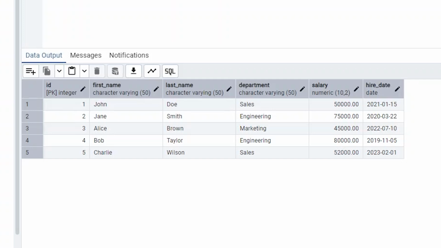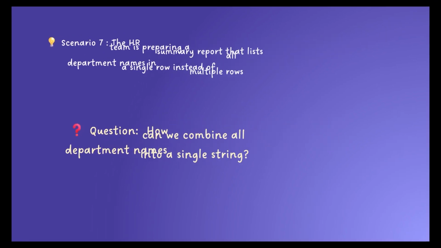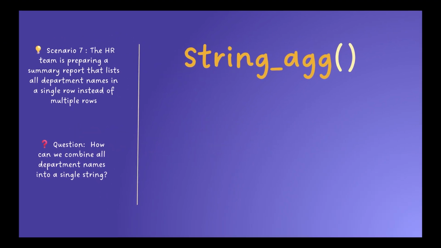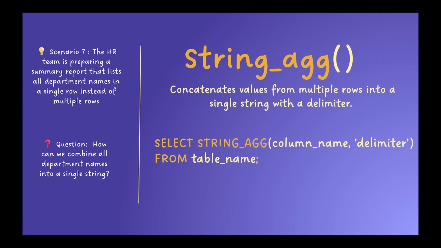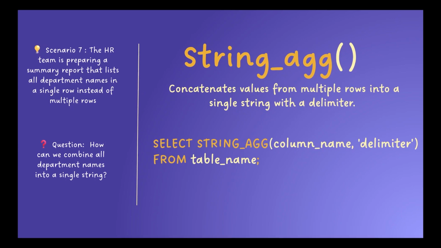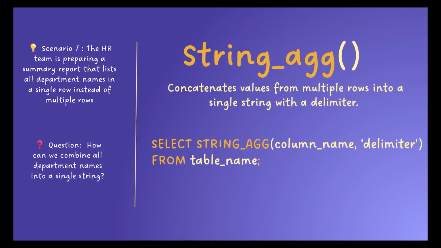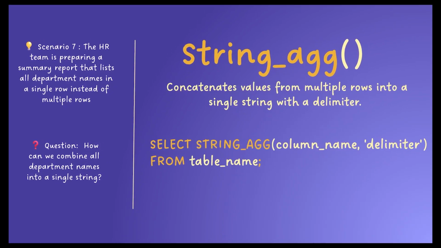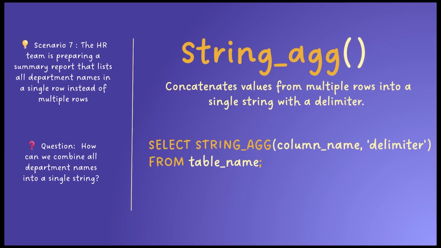So how do we do that? For that, we use a function that is called STRING_AGG. What it does is aggregate. So it concatenates values from multiple rows into a single string with a delimiter. And it is pretty simple to use. You write STRING_AGG, the column name, and then you write the delimiter.